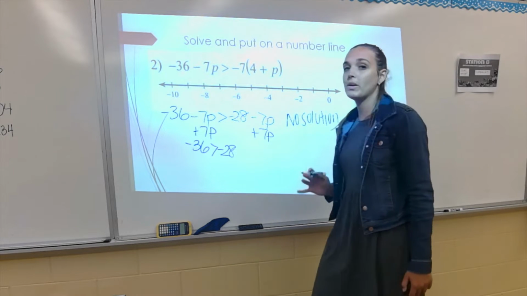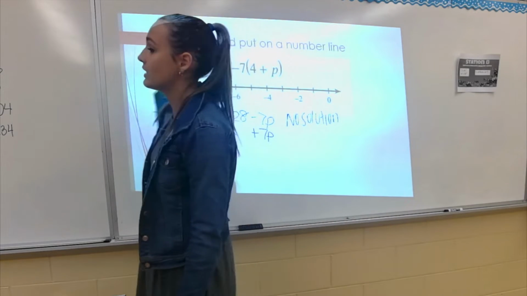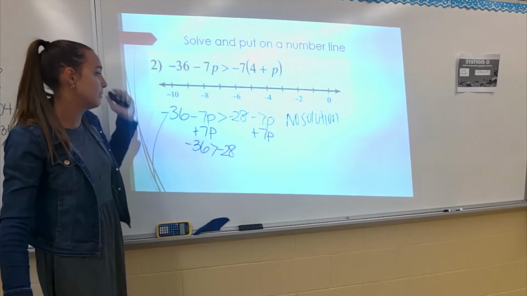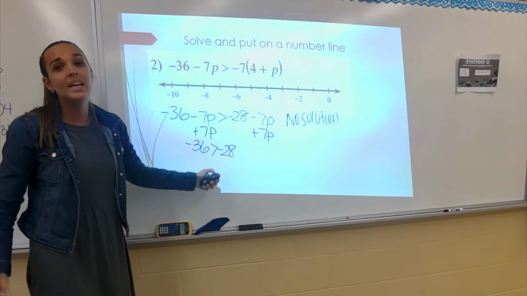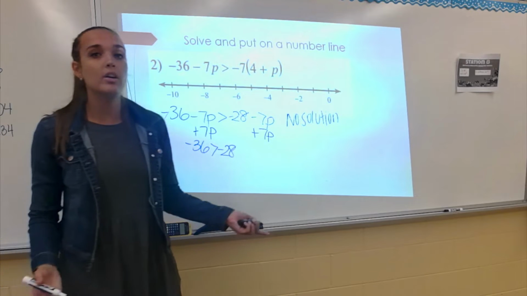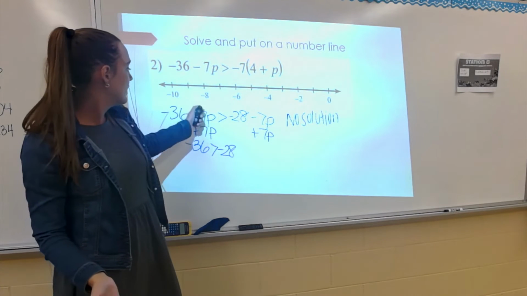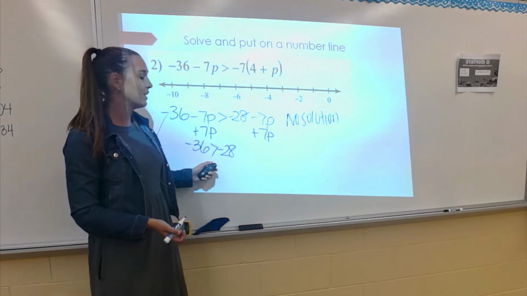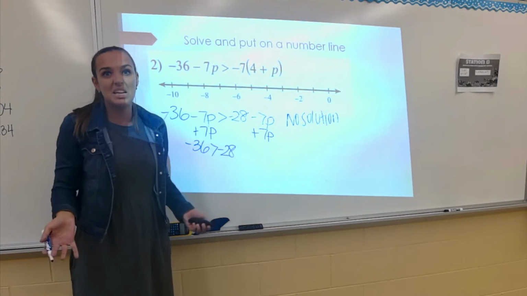If it did make sense, it would be infinite solutions. But because negative 36 is more towards our left side on our number line than negative 28 would be, it's no solution. So this is one of our special cases where our variables cancel out and we're left with an inequality that is not making sense.